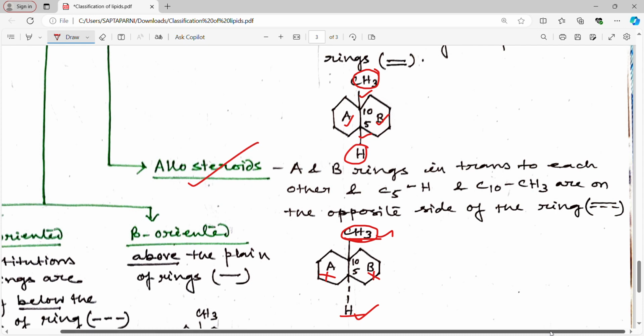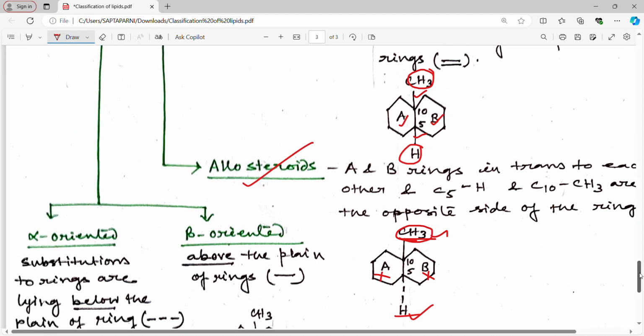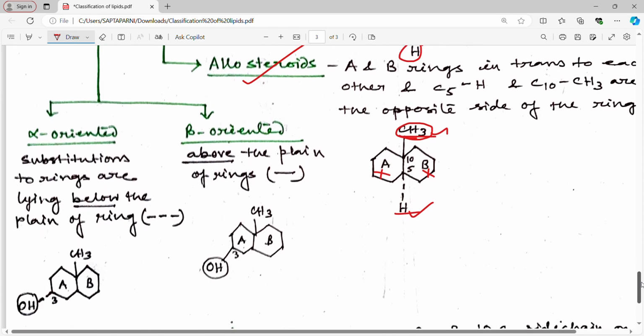Now from another point of view, we can also classify steroids into 2 groups. One is alpha oriented group, another one is beta oriented group. In the alpha oriented group, the substitution here, at the 3rd carbon, there is an OH group. In alpha oriented substitution, this group will remain below the plane of the ring. In beta oriented, this substitution will remain above the plane of these rings. That is why the names are alpha and beta. Got it? Now the last type, sterols.